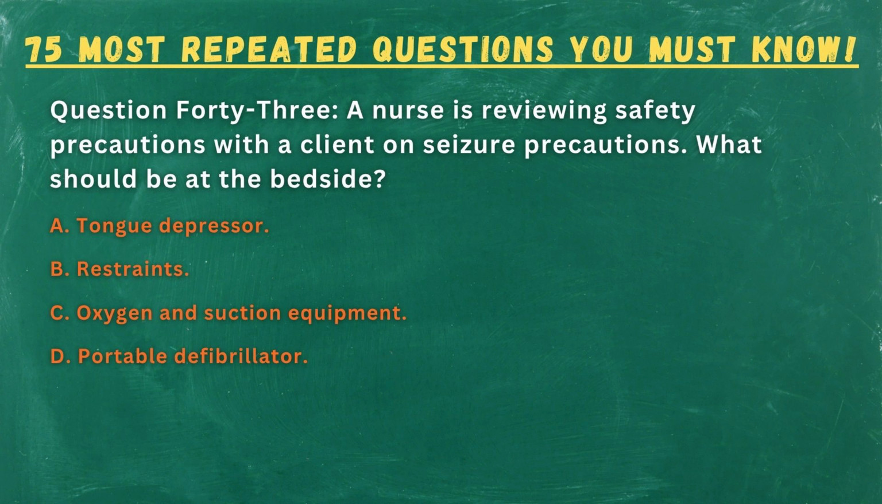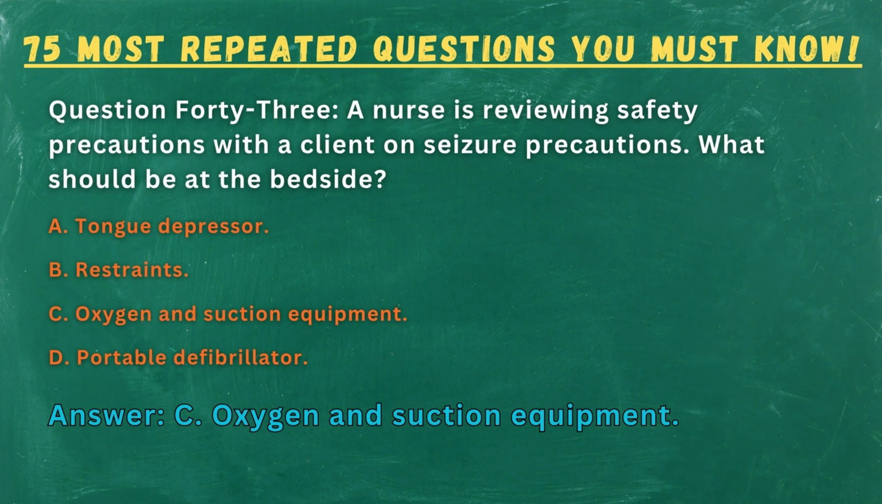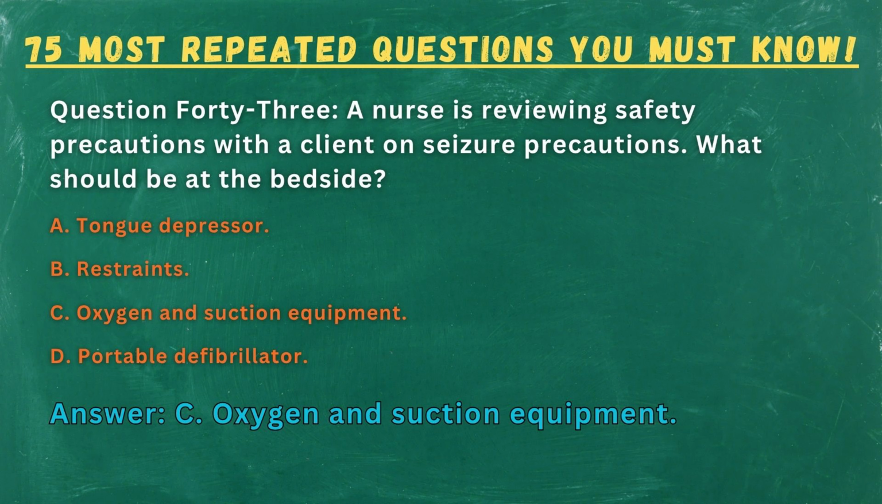Question 43. A nurse is reviewing safety precautions with a client on seizure precautions. What should be at the bedside? A. Tongue depressor. B. Restraints. C. Oxygen and suction equipment. D. Portable defibrillator. Answer, C. Oxygen and suction equipment.